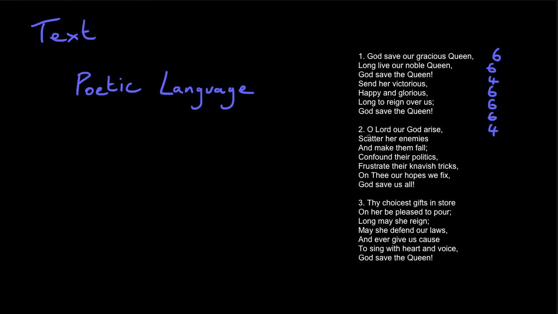If we look at this second verse, we'll see, "O Lord, our God, arise." That's another six syllables. "Scatter her enemies," another six syllables, and "make them fall," four. So even though we're not saying "God save the Queen," that same pattern is going to continue. So we're going to have 6-6-4. I would be amazed if we didn't have 6-6-6-4 happening here. "Confound their politics," that's another six. "Frustrate their knavish tricks," that's another six. "On thee our hopes we fix," another six, "God save us all." So each of these verses follows the same pattern, the same rhythm of syllables.